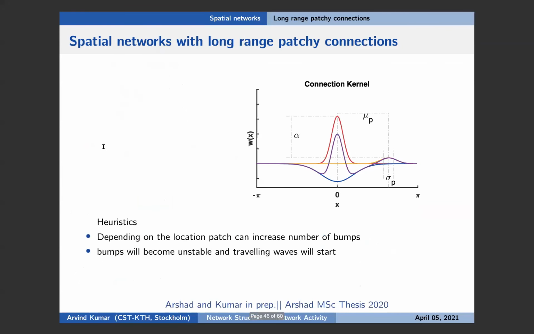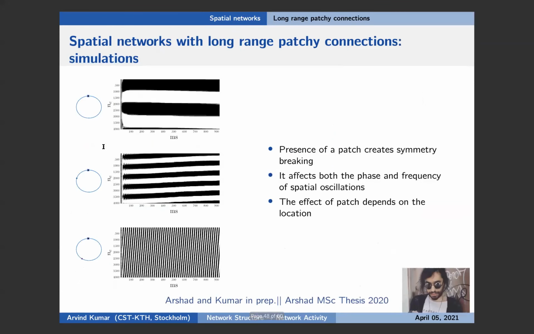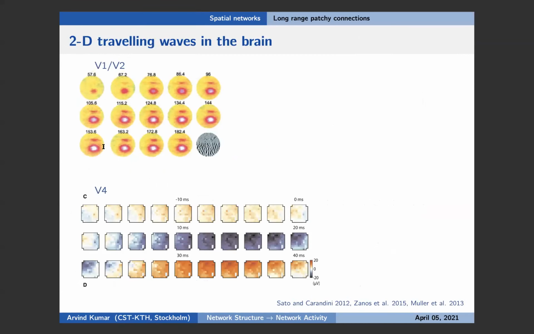So the patches are important in the sense that they introduce a non-monotonicity and they tend to create these traveling waves and multiple bump solutions. Now, I'm not claiming that this is the model of traveling waves in the brain, but we do see traveling waves in the brain, and possibly these patches may contribute to that.